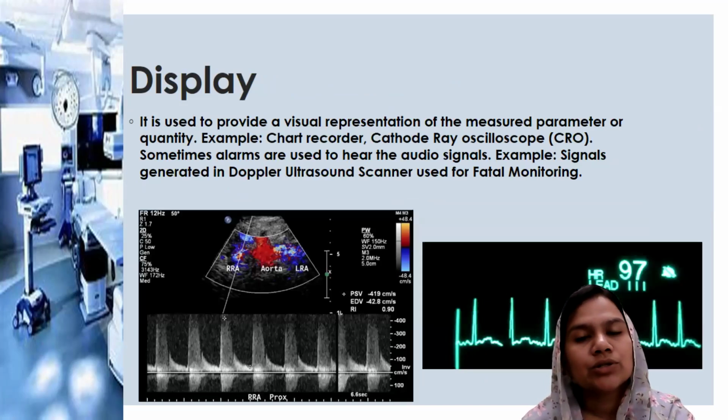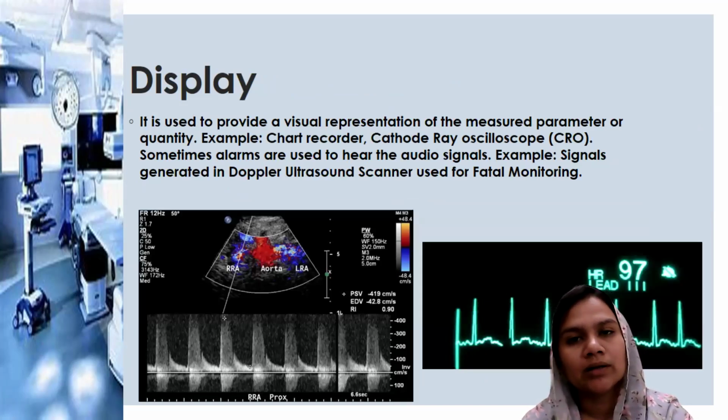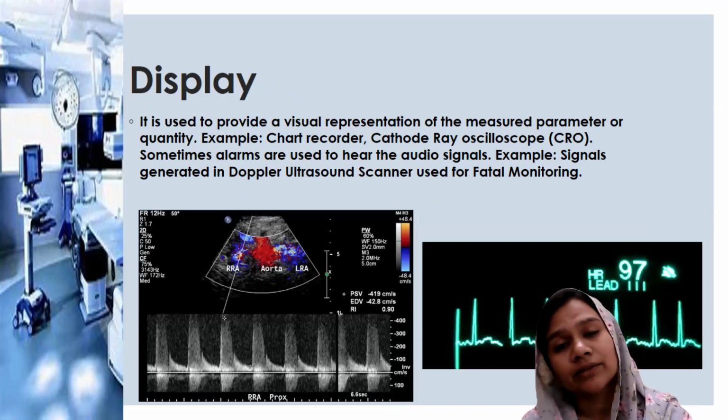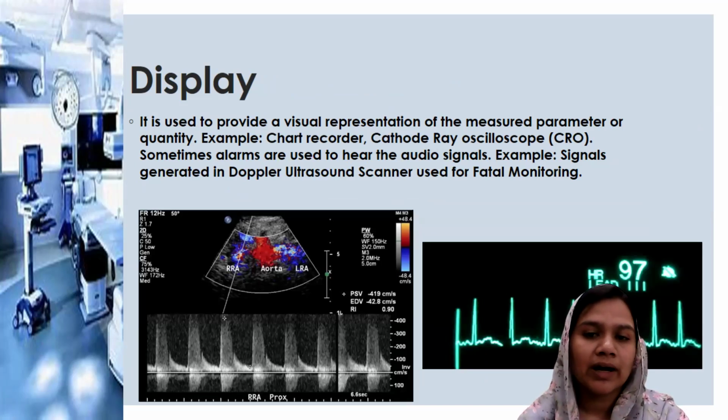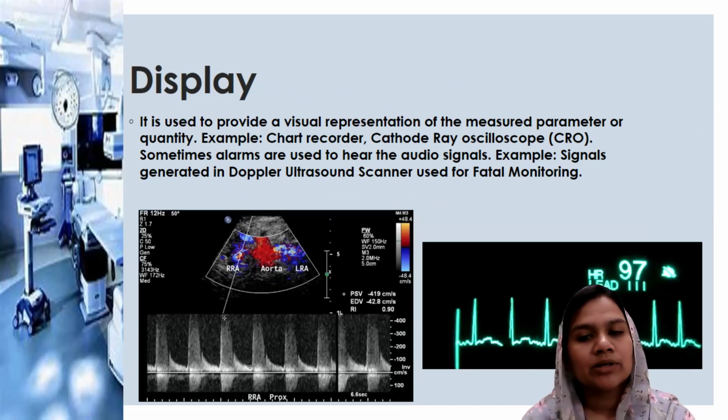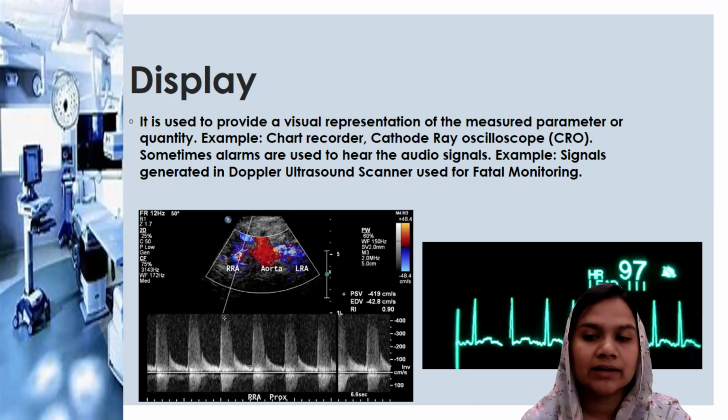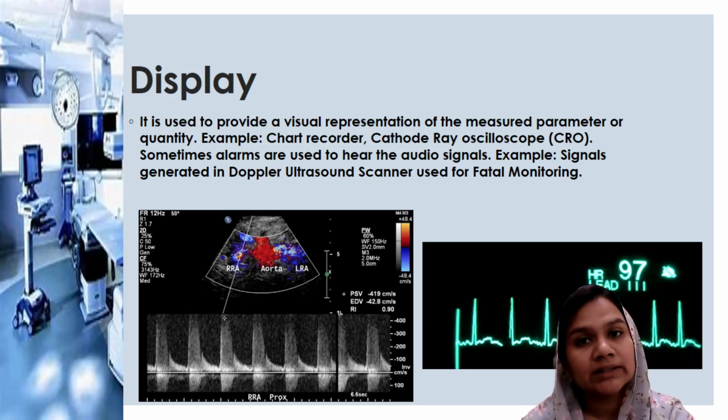The results obtained from the signals which are sensed and converted into electrical signals are shown, and they have to be understood by the physicians. This is carried out by the display unit. One example is the chart recorder. The other example is the cathode ray oscilloscope. Sometimes alarms are used to hear audio signals. For example, in a Doppler ultrasound scanner, the fetal heartbeat can be heard.